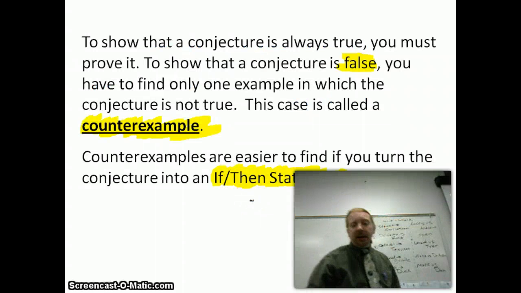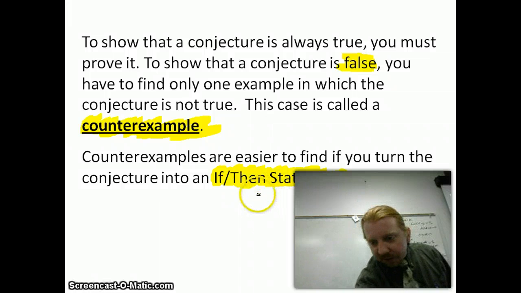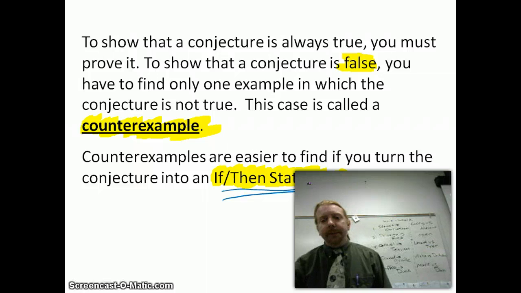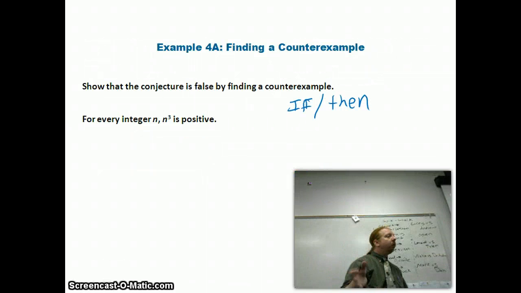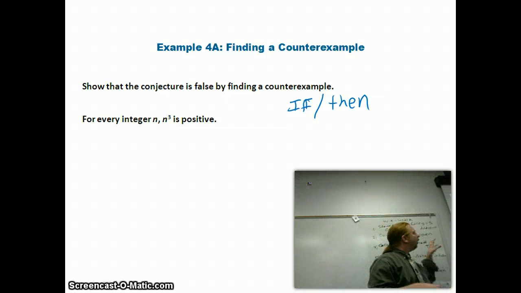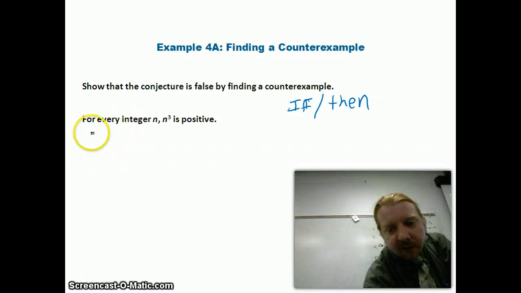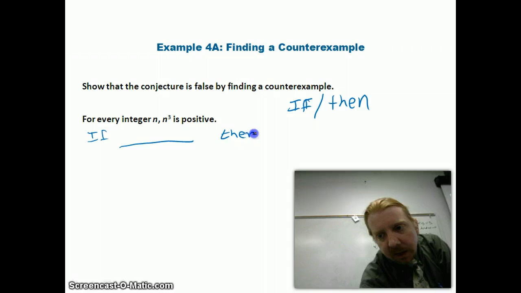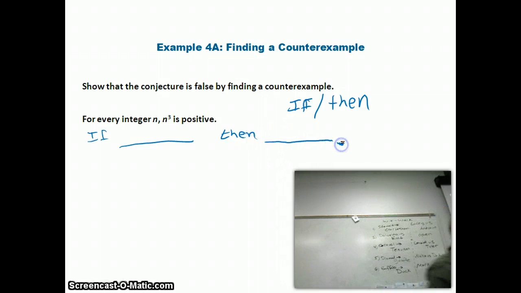This is what we're going to be talking about now. Before I get into it, I want to re-emphasize this if-then, because that's what we're going to be working with. So, let's take a look at this conjecture here. Before I try to find a counterexample, something to show that the statement is false, I want to write it as an if-then statement. So I want to look at this as if blank, then blank. So get that down to those blanks and fill in.